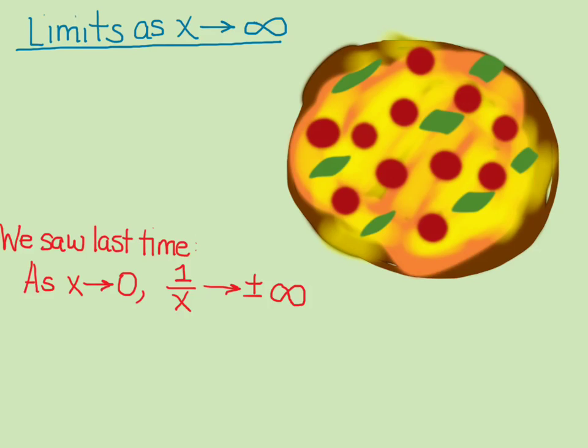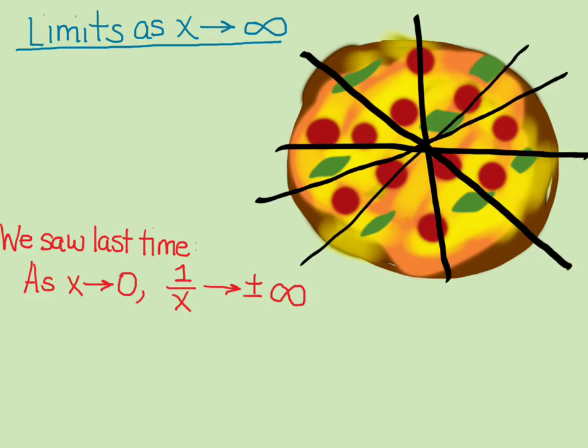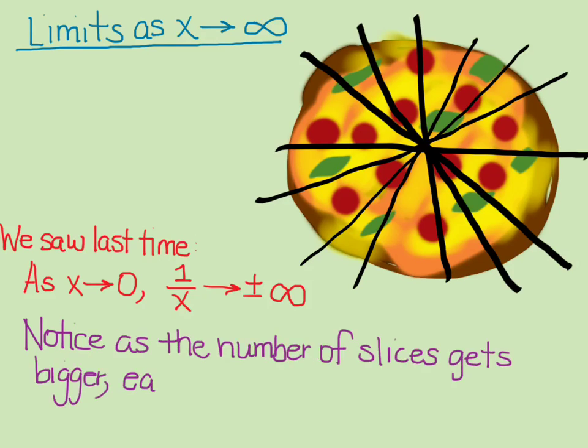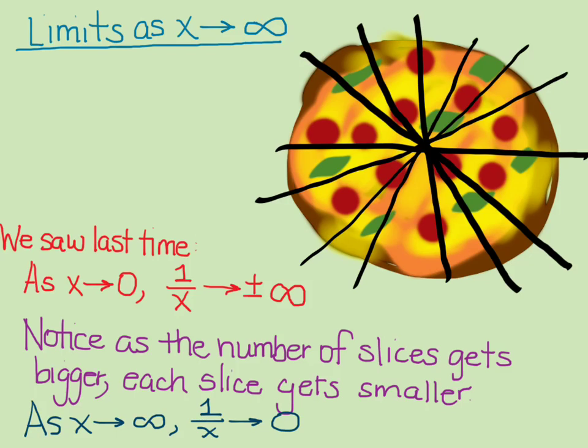This time, however, we're going to look at what happens as we slice the pizza into more and more slices. Just like before, we see that the size of each slice is getting smaller and smaller. So as the number of slices gets larger, each slice gets smaller. We can write this as: as x goes to infinity, 1 over x goes to 0.